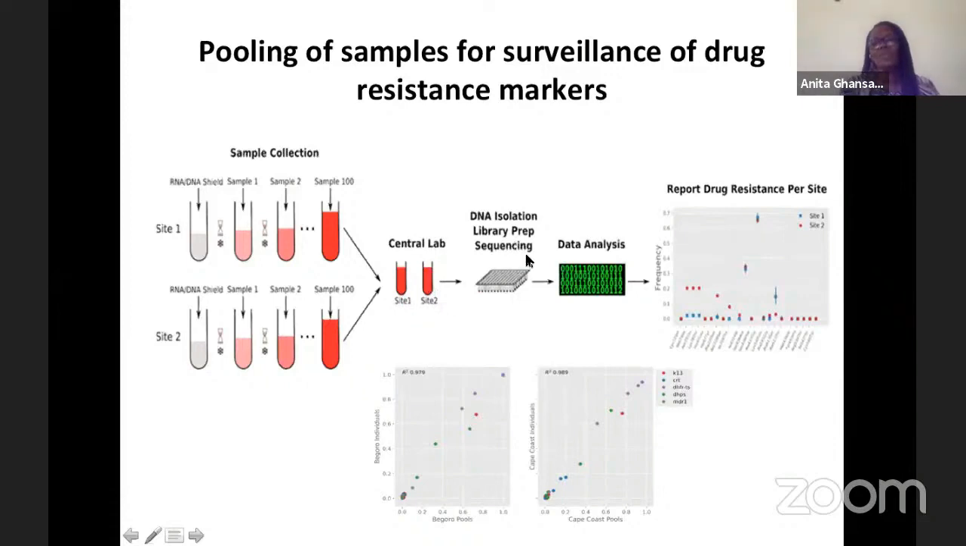We isolate DNA, prepare our libraries, and then we sequence and apply all the bioinformatic tools to determine the prevalence of these resistant markers. And we obtain as high as 98 or 99% concordance when these same samples were sequenced individually. So for population level studies, we think that we can cut costs and still apply next generation sequencing to monitor drug resistance across Ghana.